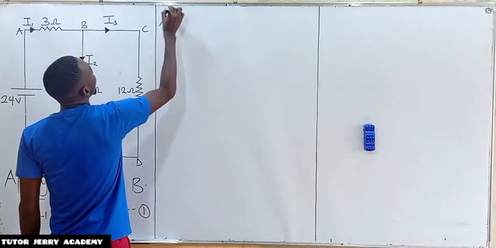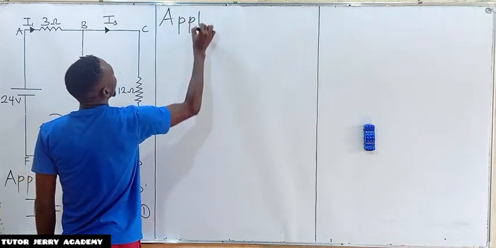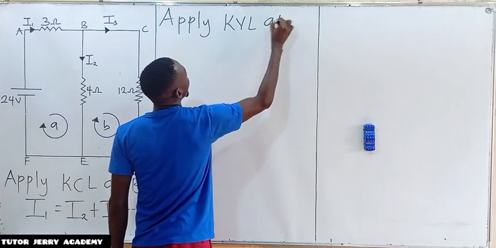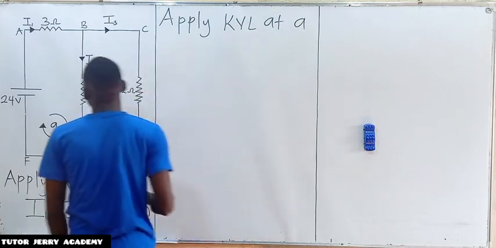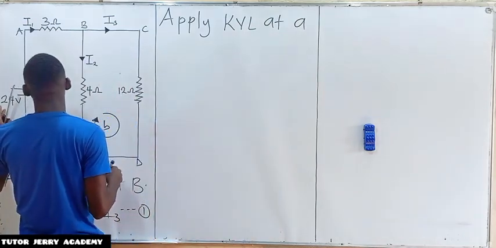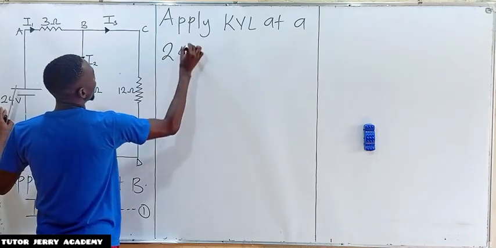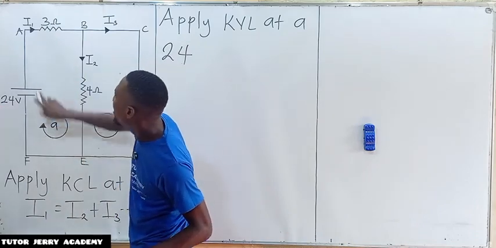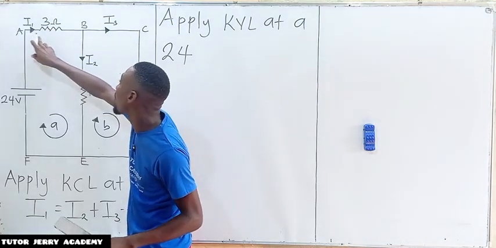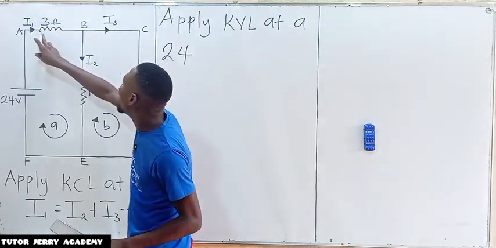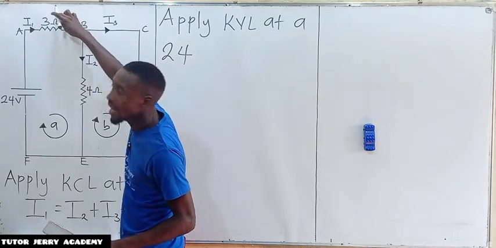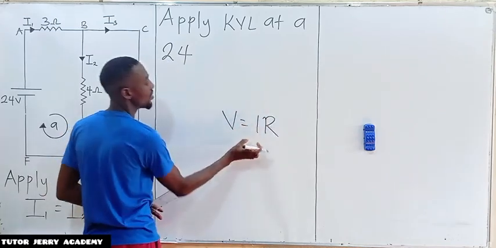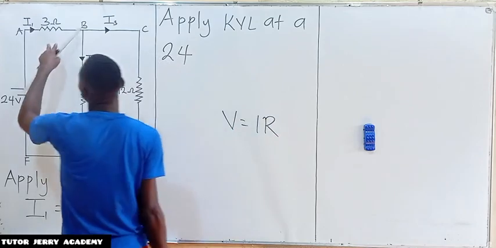So let's apply KVL at A. All right, so here we are going to have 24. Then don't forget, our direction is the same as the direction of current here, right? Here we are having I1, here we are having 3 ohms. And don't forget, from Ohm's law, V is equal to IR, that is current multiplied by resistance, which gives us the voltage here.